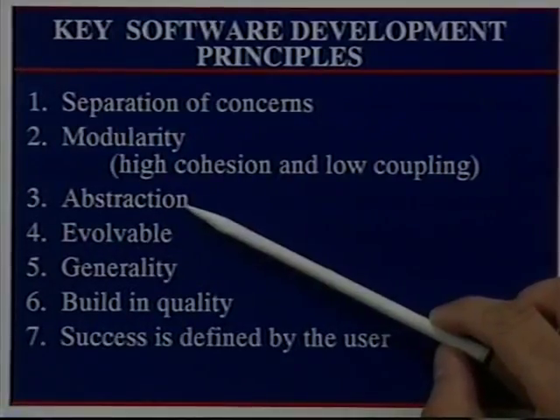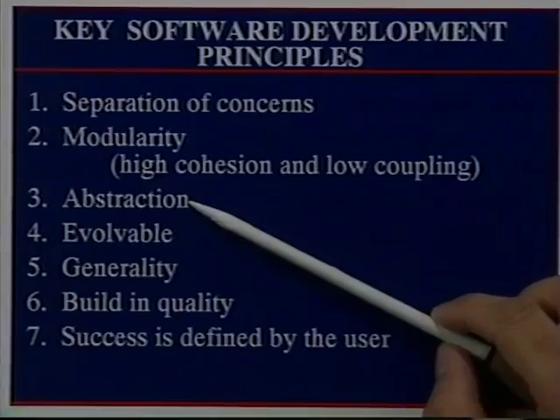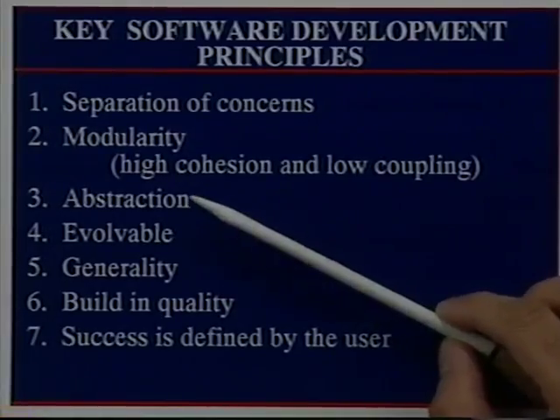The third aspect is abstraction, which is a process whereby we identify the important aspects of a phenomenon and then we ignore the details. When we were discussing object oriented systems, we did talk about the concept of abstraction.